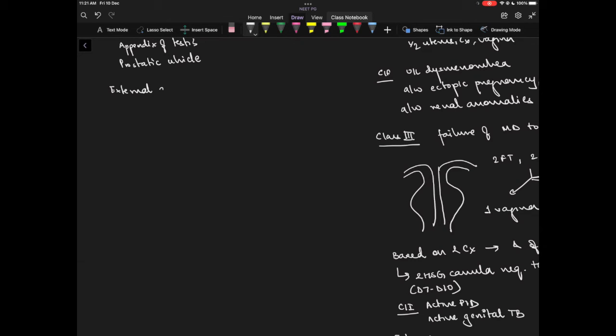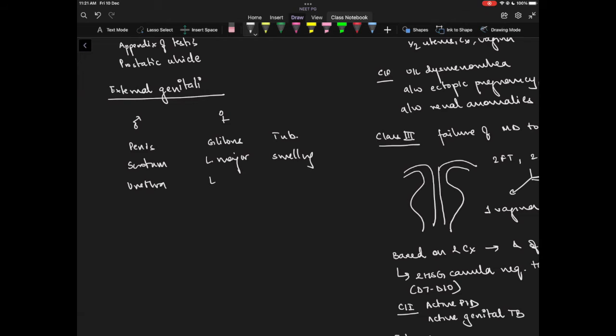Now the development of external genitalia. In males and females, let us see the homologous organs: penis and clitoris, which are derivatives of the genital tubercle. Scrotum and labia majora are the derivatives of genital swelling. Then urethra and the labia minora are derivatives of the genital folds.